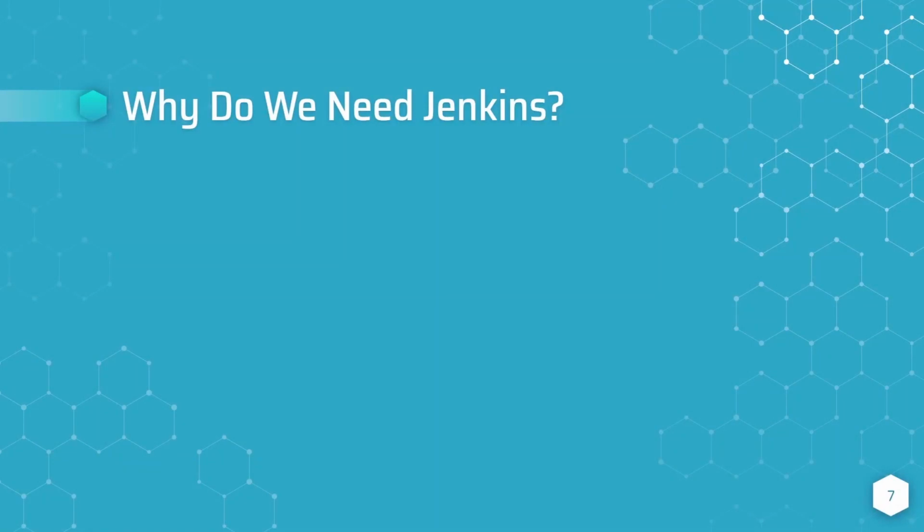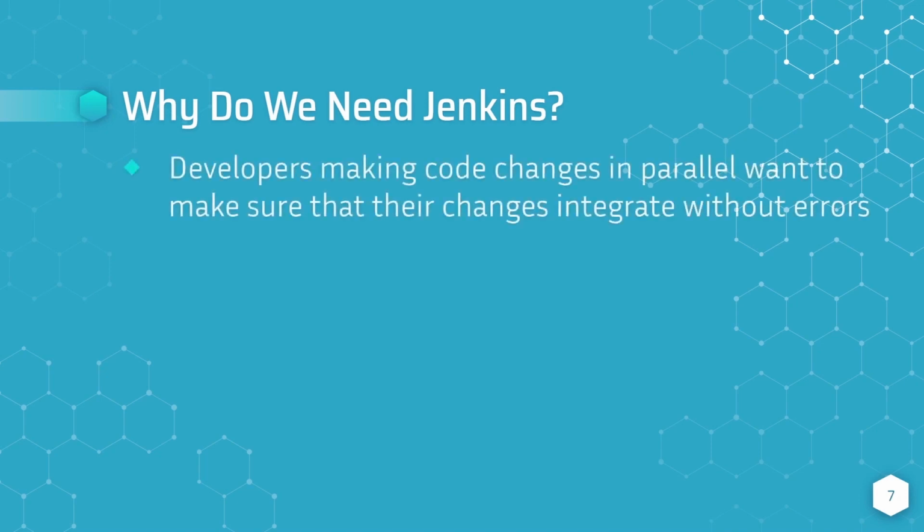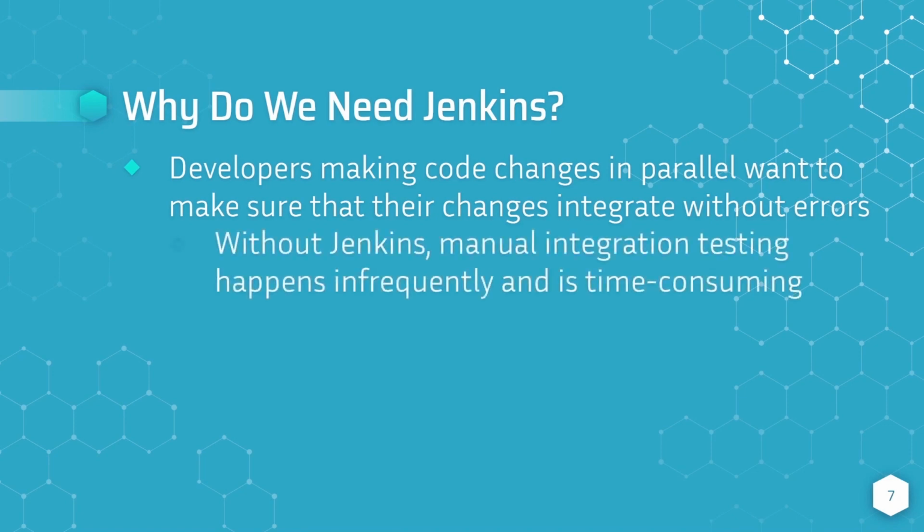But why do we need Jenkins? What problem is Jenkins solving in the software development lifecycle? To understand this, let's take a look at a couple of key objectives for developers. The first objective is that developers who are working in parallel want to make sure that the features that they're developing integrate into the latest version of the codebase without errors. Without Jenkins, manual integration of changes happens infrequently. And because manual integration doesn't happen frequently, there's often a large backlog of changes pending to be merged. And this causes the manual integration process to be time-consuming, and we often refer to it as integration hell.